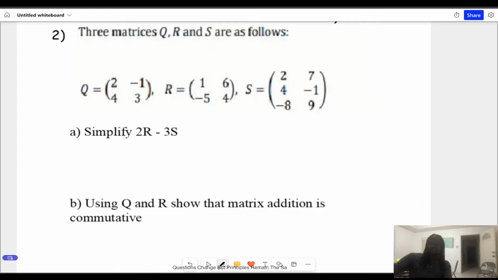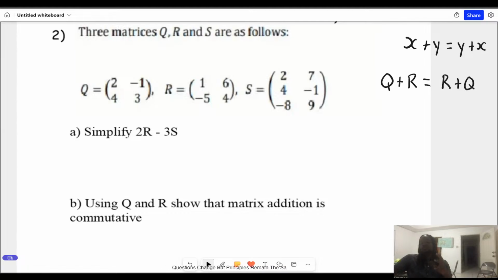For those who don't remember the commutative law when we're talking about addition, the commutative law says this: x plus y is the same as y plus x. So since it says using Q and R show that matrix addition is commutative, that means Q plus R is supposed to be equal to R plus Q. That's basically what that question wants you to do.